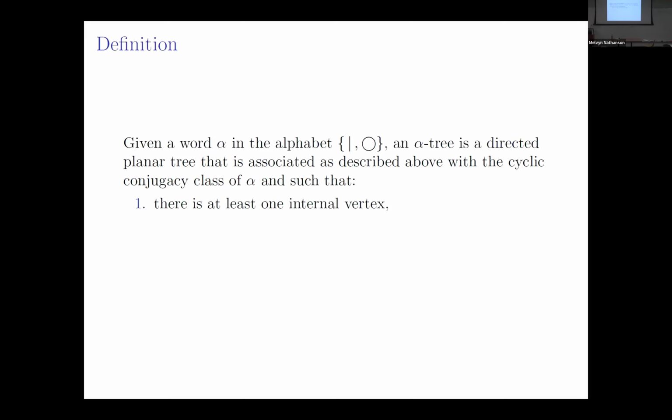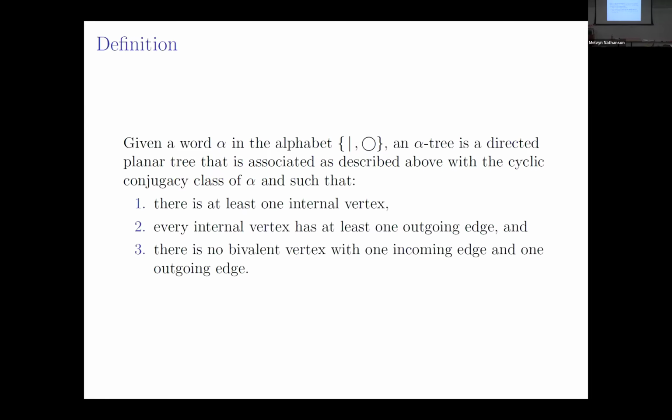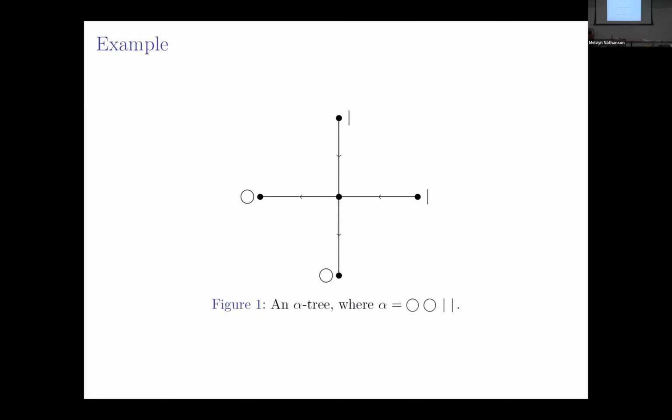Namely, this tree has to have at least one internal vertex. Every internal vertex has to have at least one outgoing edge, and you cannot have a vertex with one incoming edge and one outgoing edge. So these are some restrictions that define what an alpha tree is all about. And so here is an example of an alpha tree with the labels, so that an associated alpha word here is 0011. Right? So that's an example of an alpha tree.